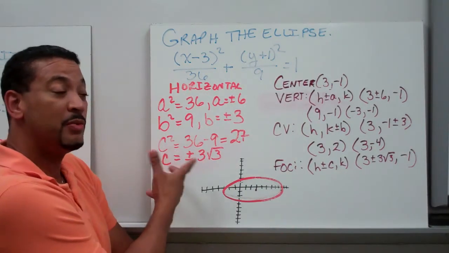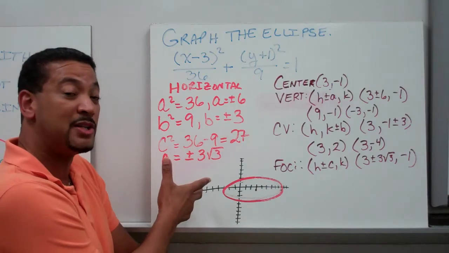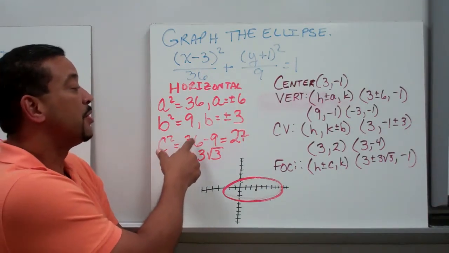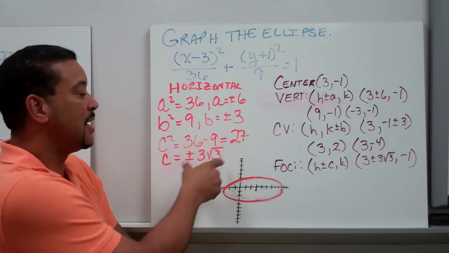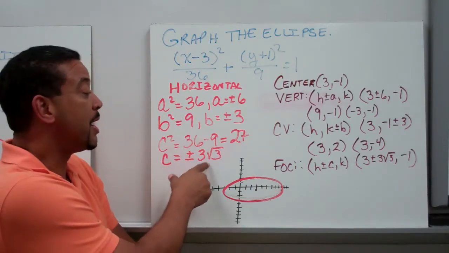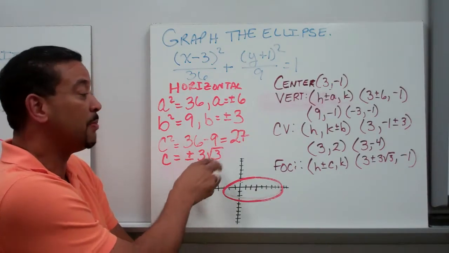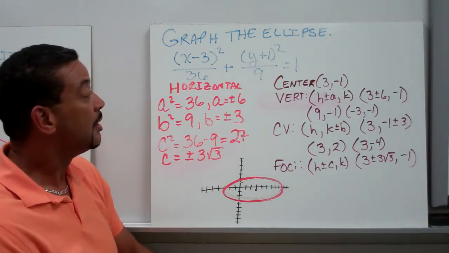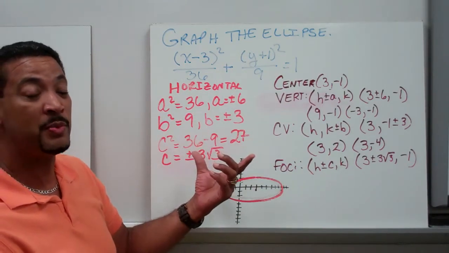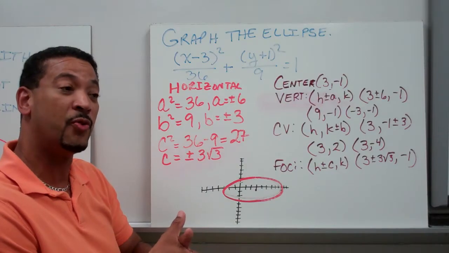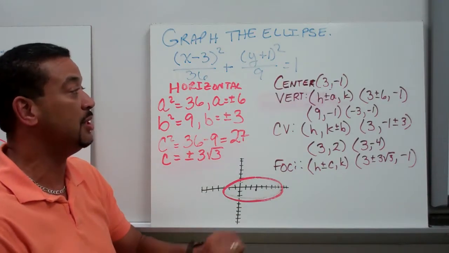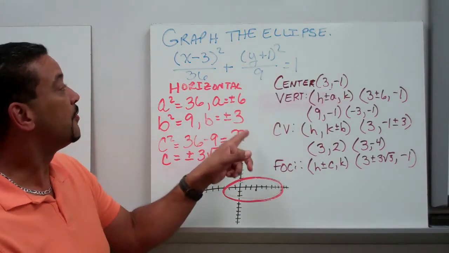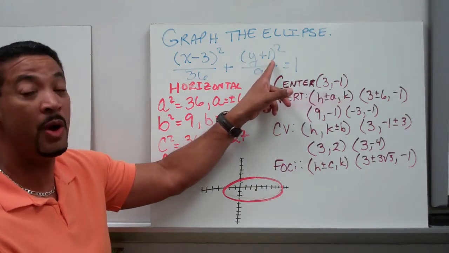Now to find c squared, remember we use c squared equals a squared minus b squared. So c squared is equal to 36 minus 9, which equals 27, or c is going to be equal to plus or minus 3 square root of 3 if you simplify square root of 27. Now, pulling out all the information we need. Once again, go back to your formulas or your standard equation sheet. The center we found is 3 and negative 1.